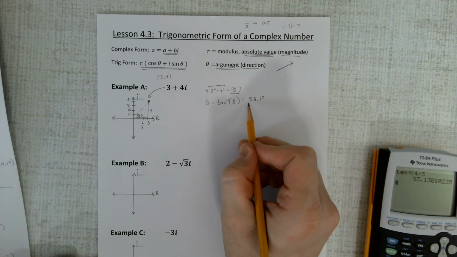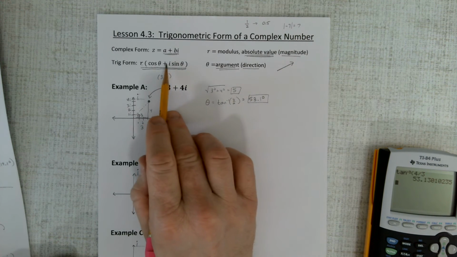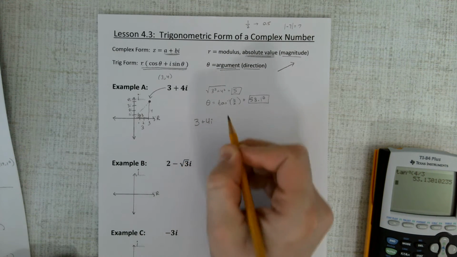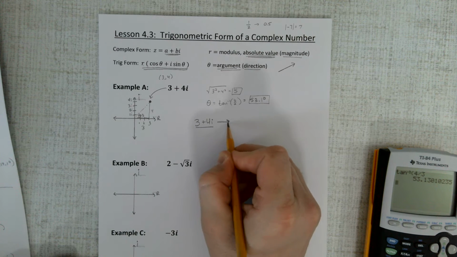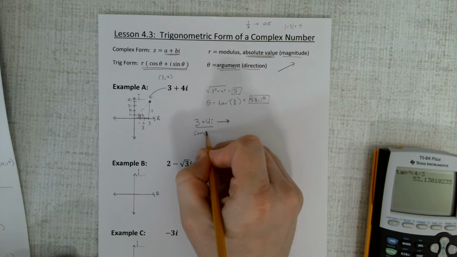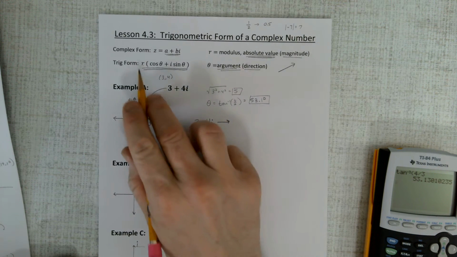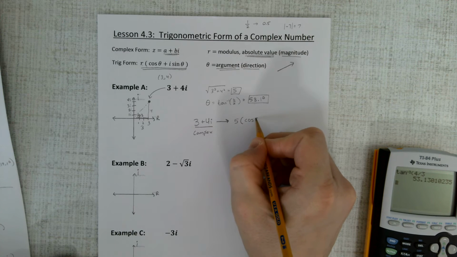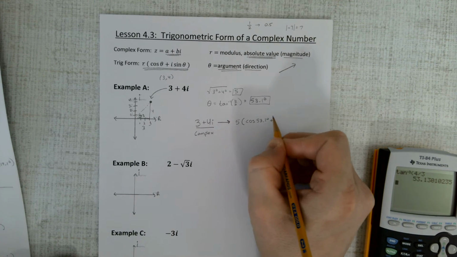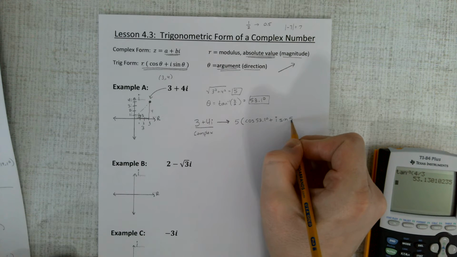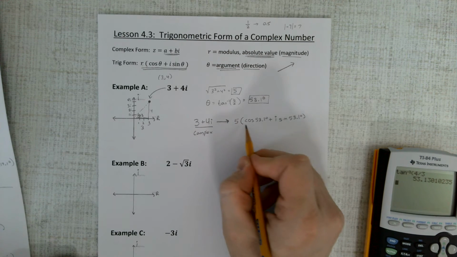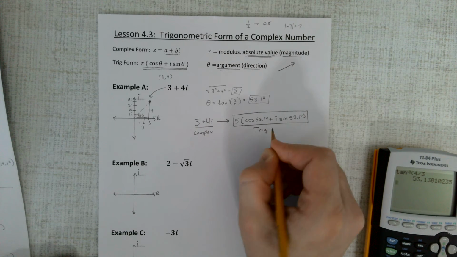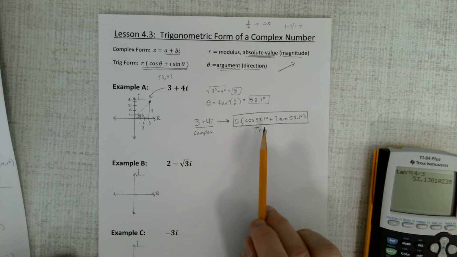Alright, so now we have all the parts to turn this into this. Let me write down our complex number, 3 plus 4i. That's the complex form, and we're going to change it into the trig form. Complex trig form. Well, we start with the r, 5, and we do cosine 53.1 degrees plus i sine of 53.1 degrees. Now that may look more complicated, and it definitely is longer, but some math problems we're going to do in the future, it's a lot easier to work with this number.